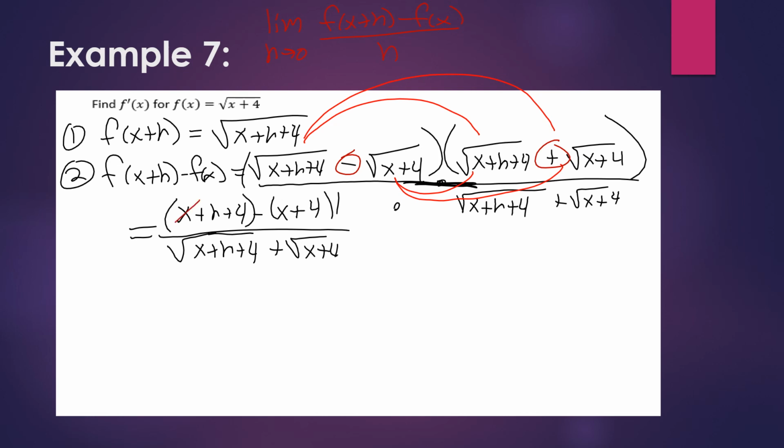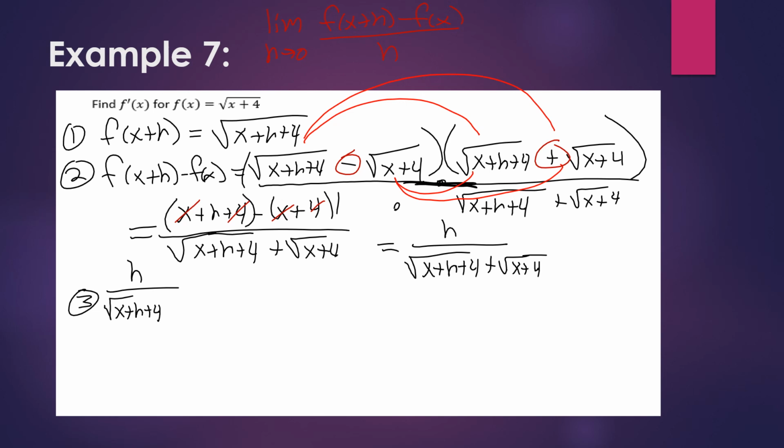So in the numerator, my x's go away and my 4's go away, leaving me with just h over the square root of x plus h plus 4 plus square root of x plus 4. And that takes us to step 3. And everything starting at step 3 should be a little bit easier. Step 2 is really the doozy. So this is where we divide everything by h. So h over square root of x plus h plus 4 plus the square root of x plus 4. Well, we've got to divide by h. And we can say that's h over 1. We can move this and flip and multiply, so this is 1 over h.